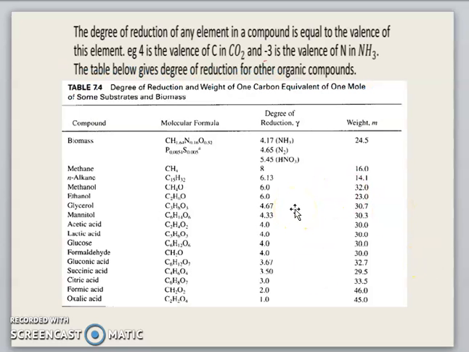Okay, the table here, Table 7.4, shows the degree of reduction and weight of one carbon equivalent of 1 mole of some substrate and biomass. The degree of reduction of any element in a compound is equal to the valence of this element. For example, 4 is the valence for C, so the degree of reduction of C is 4 in CO2, and -3 is the valence of N, because we're referring to nitrogen.